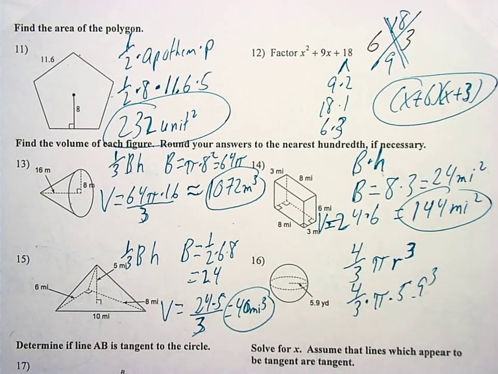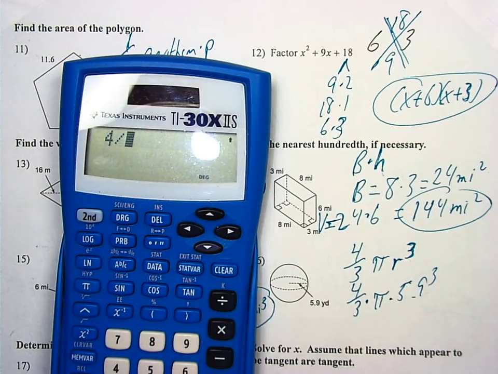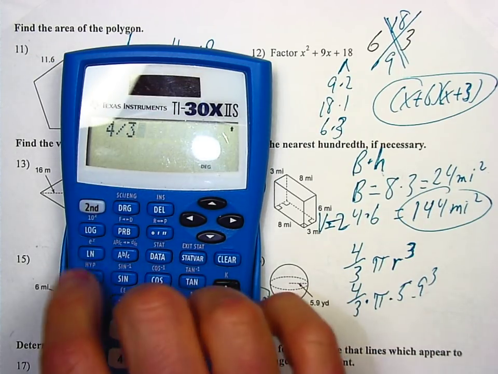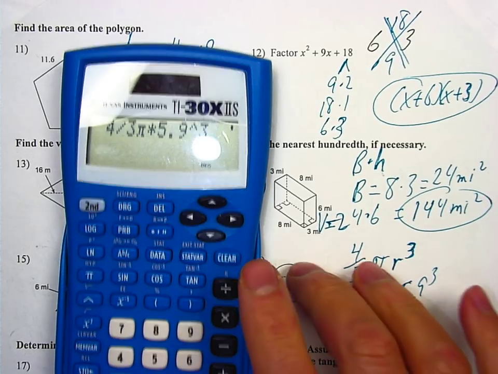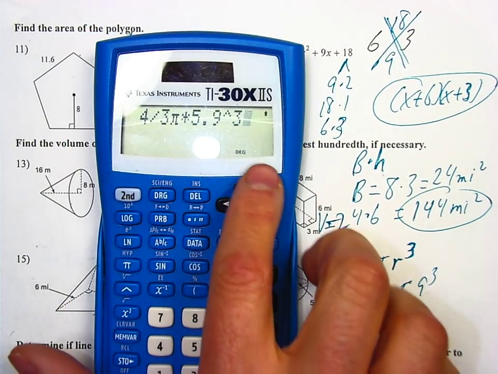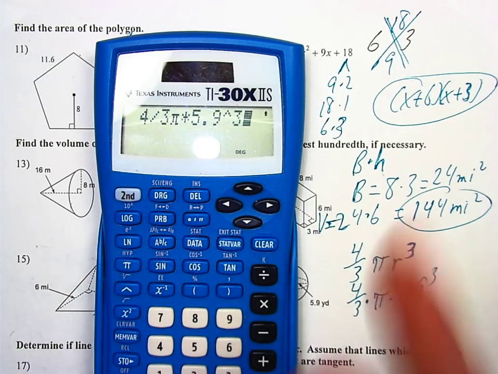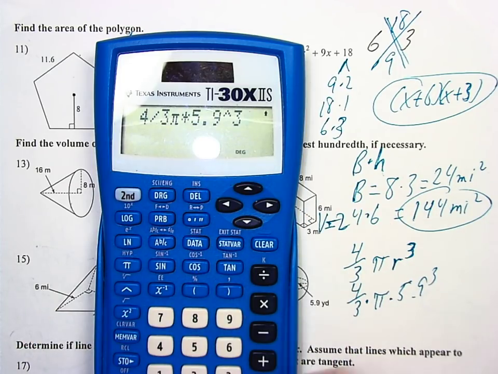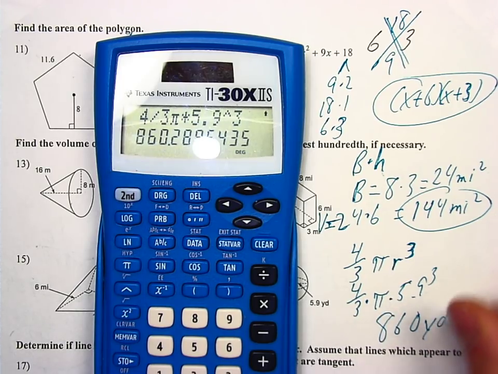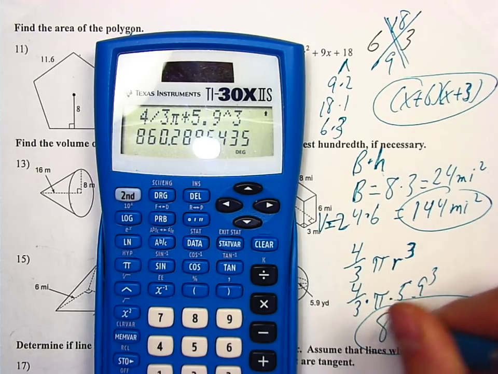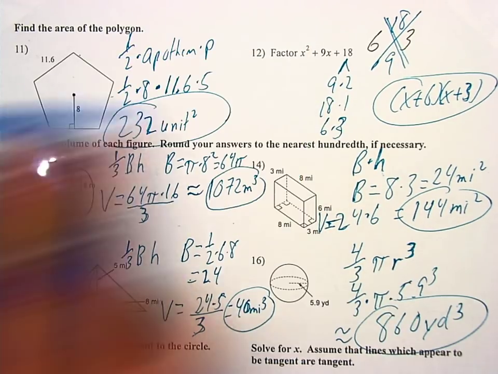So I'm going to take 4/3 times pi times 5 9/10. Again, to the third power, you use the caret key here, or you multiply it by itself 3 times. So I could do this as 5.9 times 5.9 times 5.9, or I can just use the caret with a 3. I am expecting a decimal answer here, 860. Even if you give me the answer in terms of pi, it's still going to be decimal. So 860 cubic yards is my approximate value for my volume.